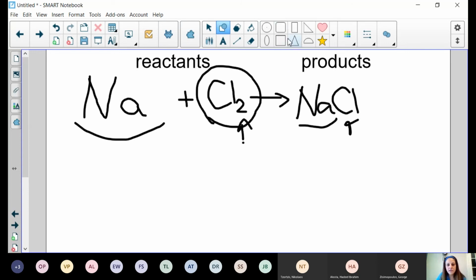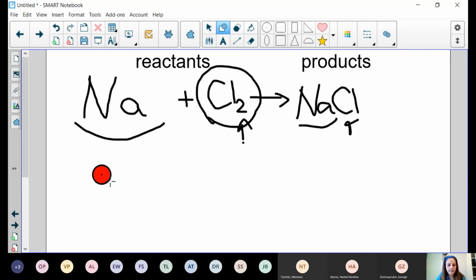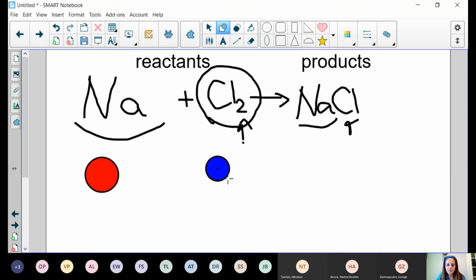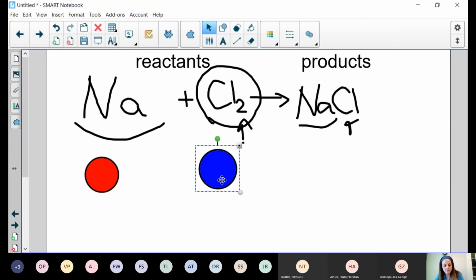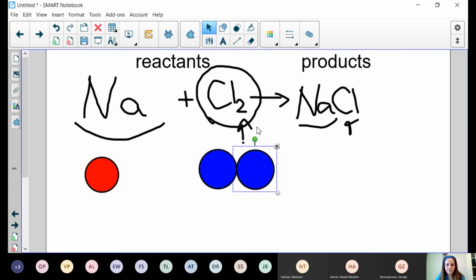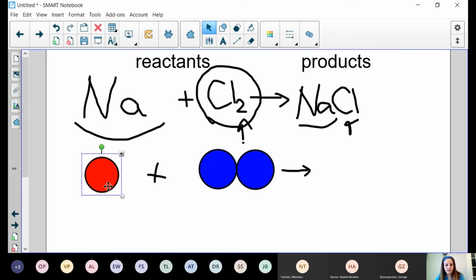So let's use colors here just to make it more visual for people that are visual like myself. Let's say sodium is red, and let's say chlorine is blue, like that. Okay, and let's make this really visual for you. Like that. And this is a plus. And Na is a red circle, so copy paste it there. Oops.